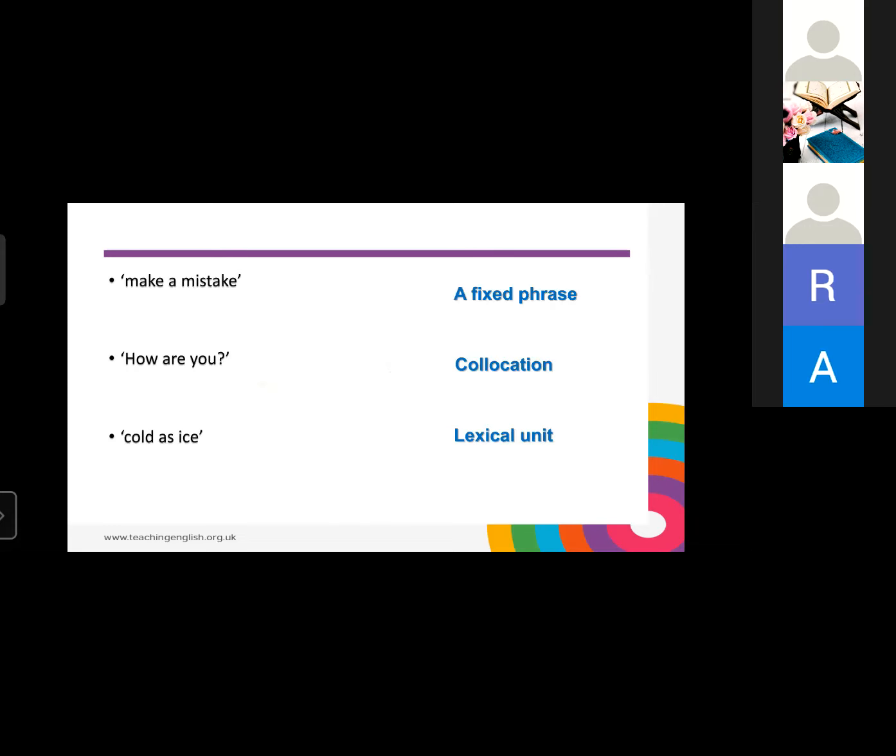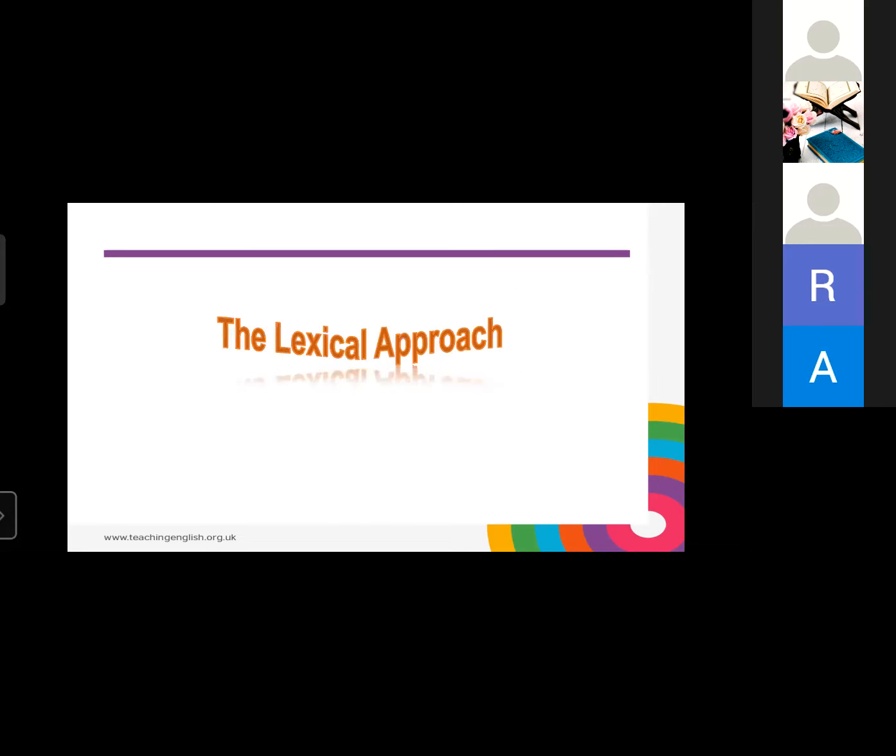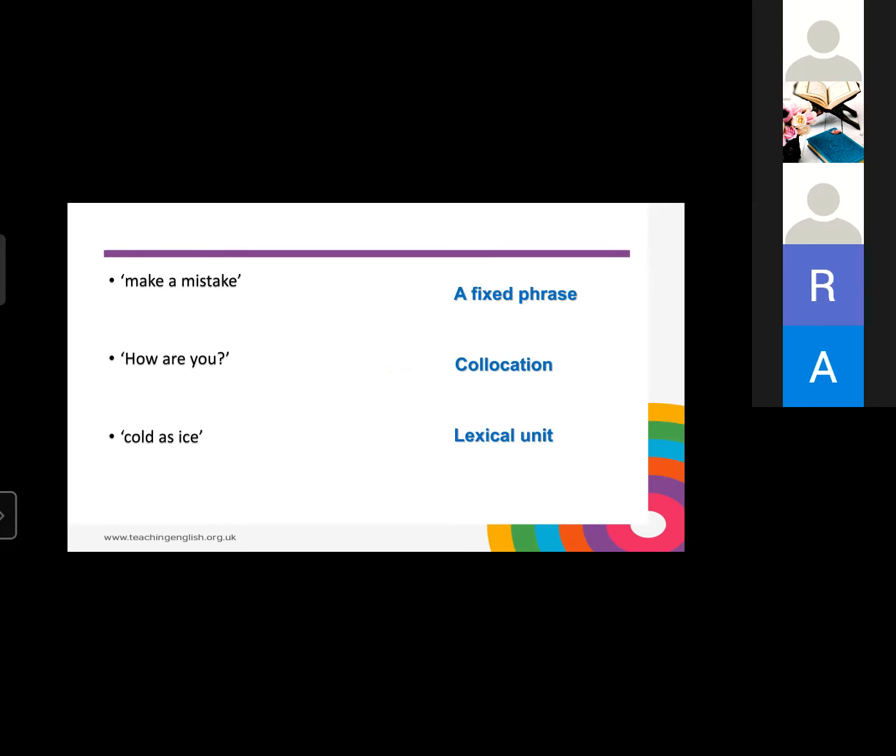What about collocation? Words that go together, make a question, make a mistake. Yeah, maybe they are a verb and a noun. Maybe they are nouns and nouns. Maybe they are adjectives and adjectives, and so on. Okay. Yeah. What about a lexical unit?